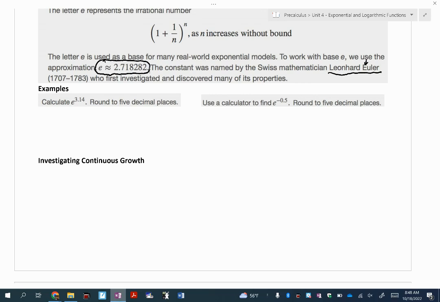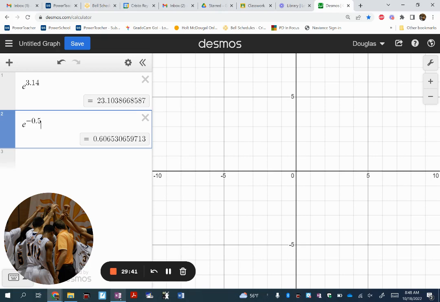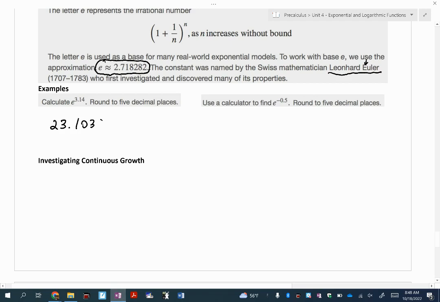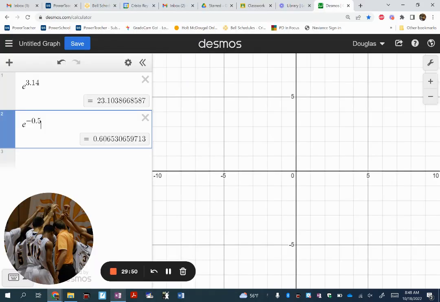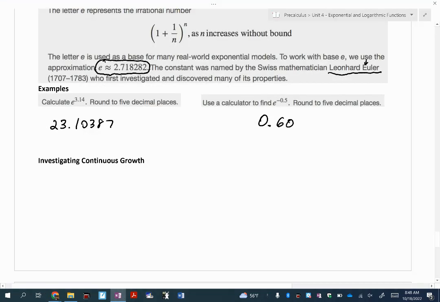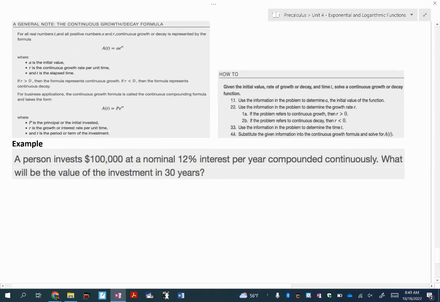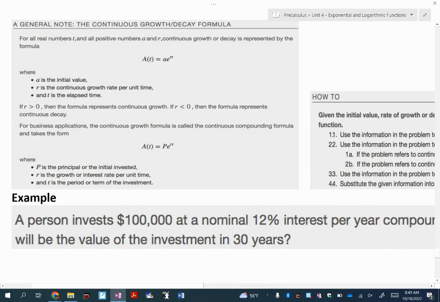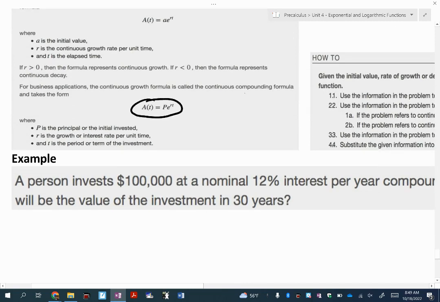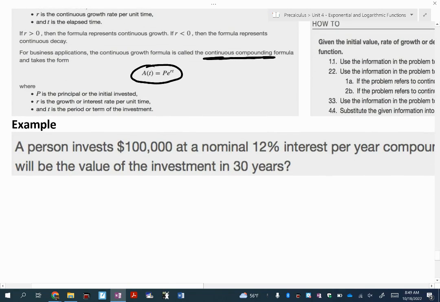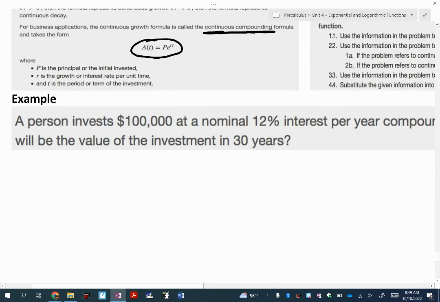So if I write down those numbers, we have 23.10387, and this was 0.60653. Okay, so all of this is leading us into what the use of letter E would be in these applications. Really, it talks about radioactive decay or growth of chemical substances, and then, as I mentioned earlier, if you are continuously compounding, we're going to change our formula to be the amount at time t is equal to your principal, that's the same, but now our base is E raised to the rate times time.